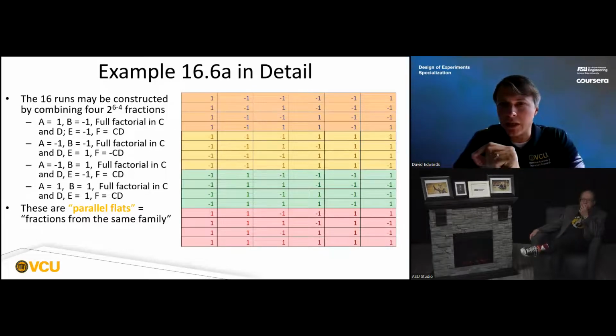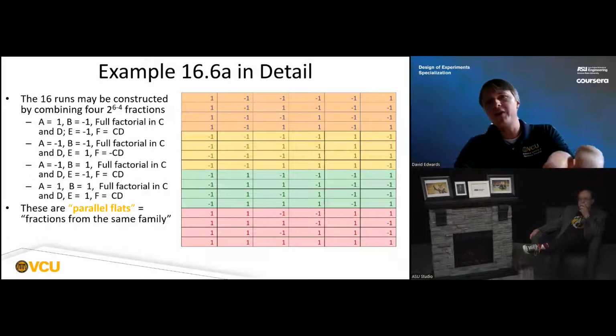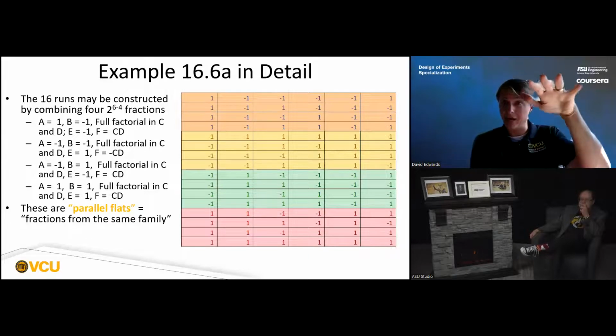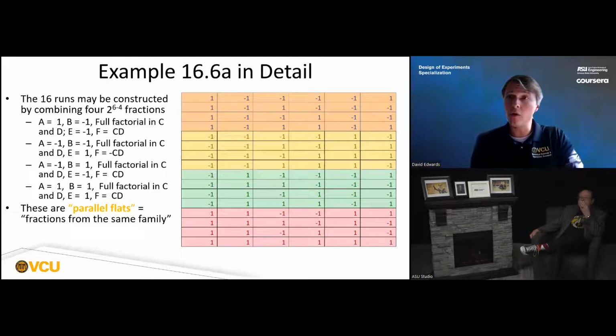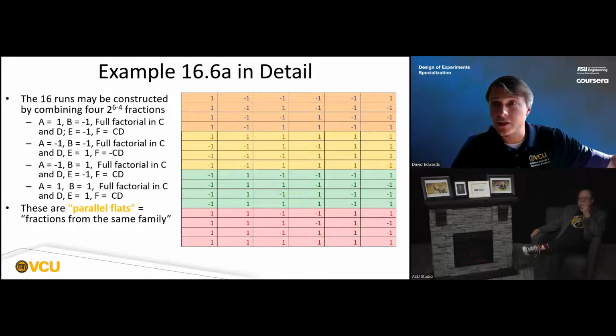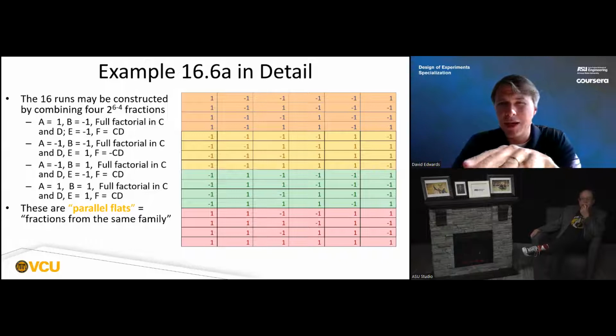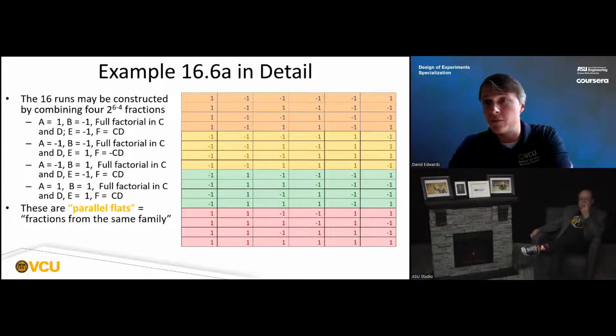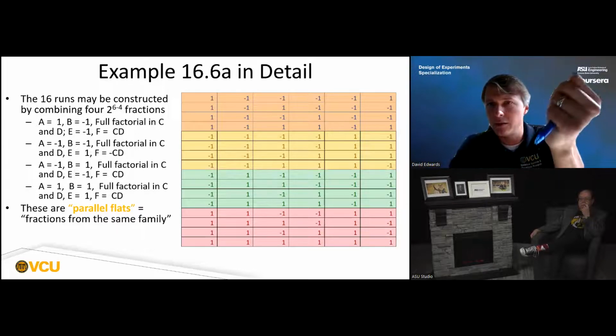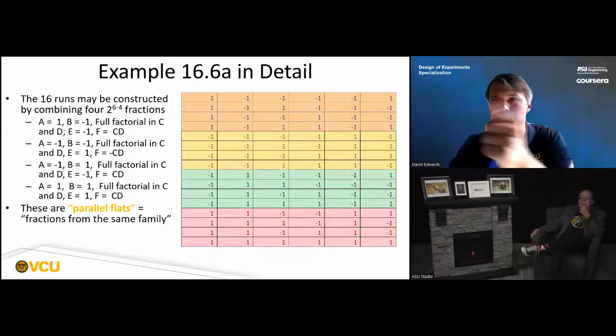It turns out if you really look at these designs, you can construct it by concatenating, or putting together, 4 regular fractions. So the design in orange at the top, that's just 4 runs, but that would be a 2 to the 6 minus 4 regular fraction. Factor A is all +1s, and factor B is all -1s. Looking at C and D, the 3rd and 4th columns, I've got a full 2 squared in those 2 columns: minus, minus, minus, plus, plus, minus, and plus, plus.